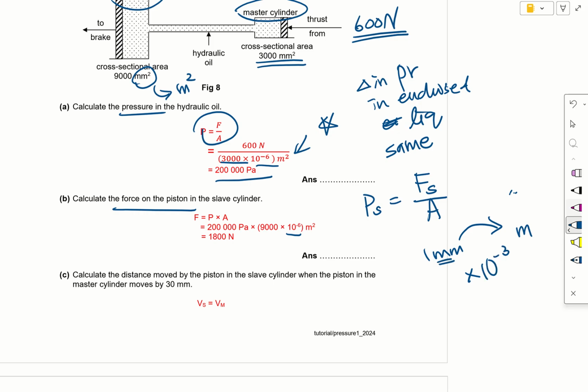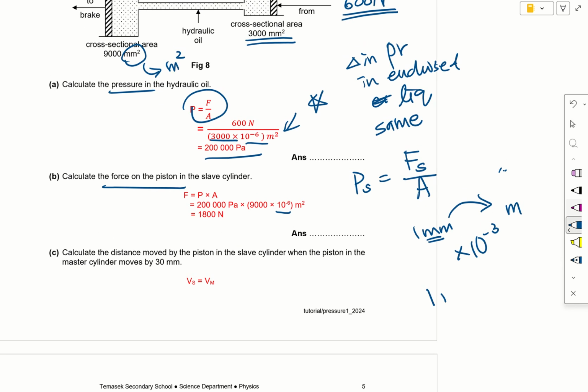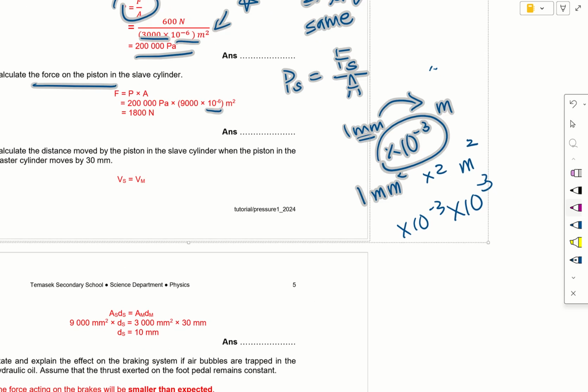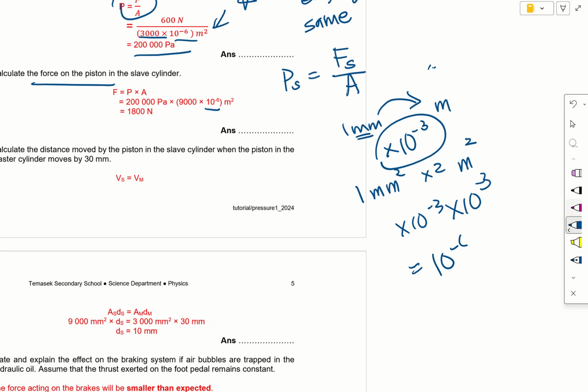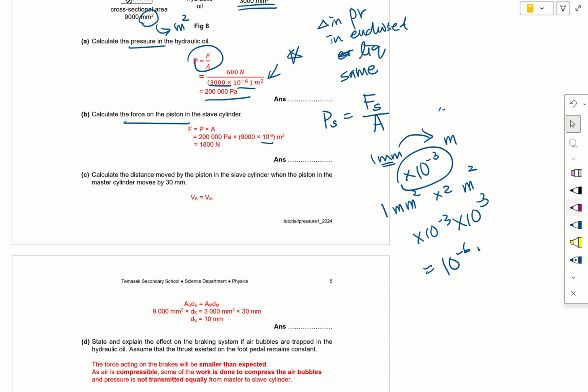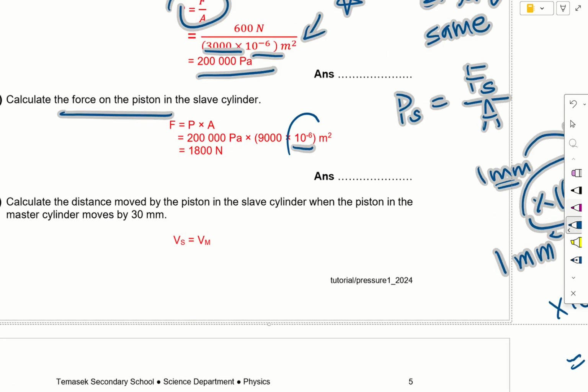From the prefix of milli to no prefix of meters, I have to multiply by 10 to the power minus 3. But now it is 1 mm square. I need to convert it to meter square, so I need to do this operation 2 times. So 10 to the power minus 3 times 10 to the power minus 3. You must have learned your indices. So it becomes 10 to the power minus 6. Okay, so that's why this 10 to the power minus 6 appears here.